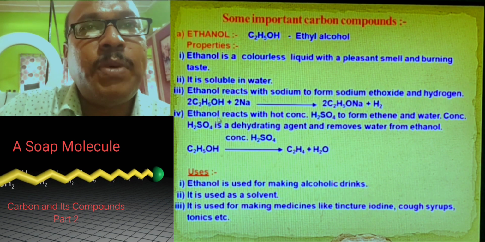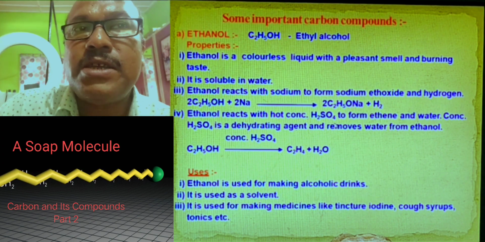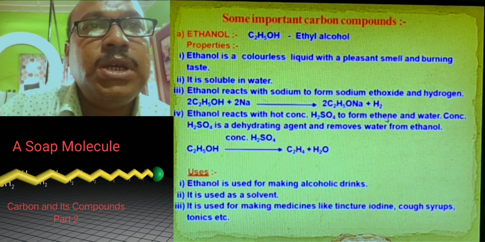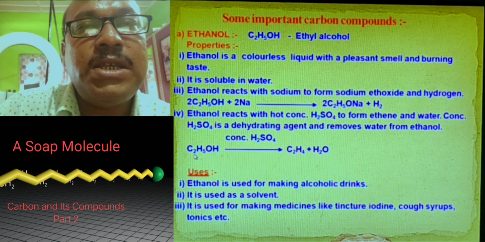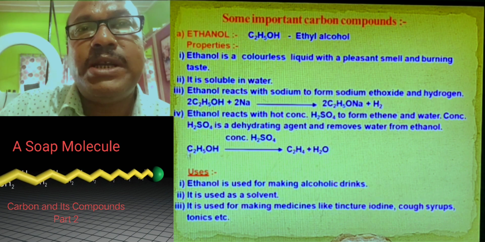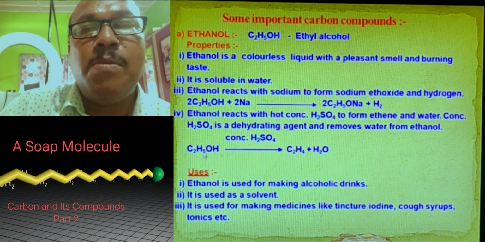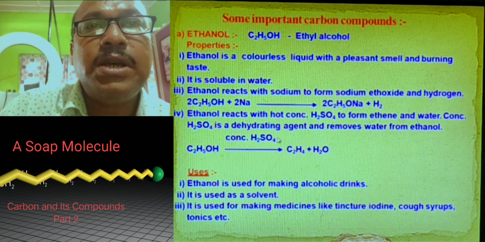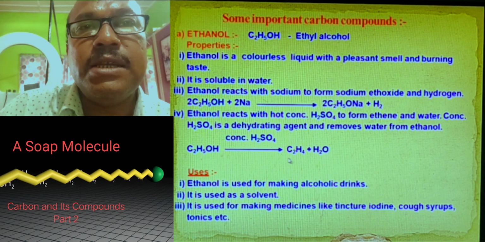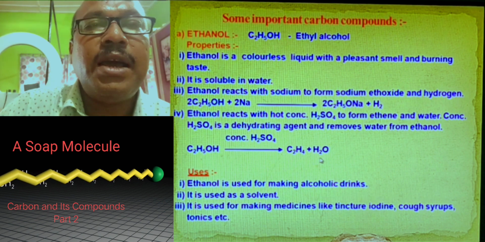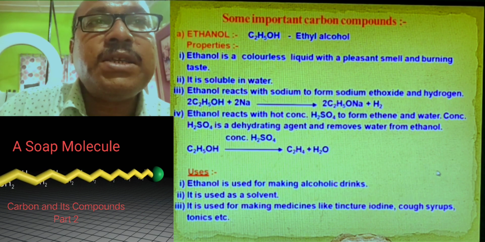Coming to the fourth property, ethanol reacts with hot and concentrated sulfuric acid to produce ethene and water. It means ethanol, this is C2H5OH, which is a saturated carbon compound. If you bring this saturated carbon compound in contact with hot and concentrated sulfuric acid, it will convert to ethene, an unsaturated hydrocarbon, and water will be released. So these are certain properties given in your book.